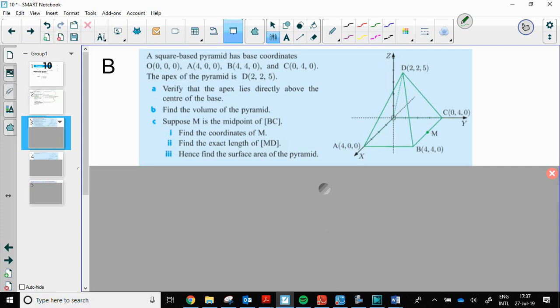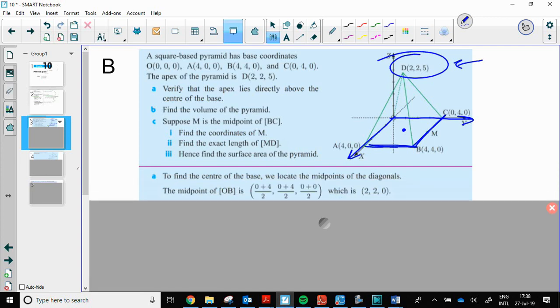Letter A, verify that the apex, which would be point D, lies directly above the center of the base. So the center of the base would be this point there. Well, what would be the coordinates of that point? It would have to be halfway along this line segment, and halfway along this line segment as well. So the x-coordinate, and the x-axis here, by the way, is pointing out in this direction, is 4, so that means halfway is going to be 2. And then the y-coordinate, which we see is pointing out in this direction, is also 4. So the y-coordinate for the midpoint should be 2, and we notice that the coordinates for D, for its x and y, are both 2 and 2.